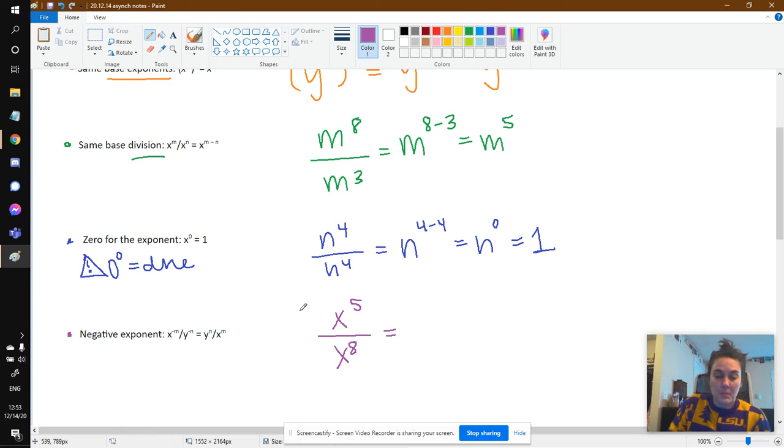And then negative exponents, whenever we have a negative exponent on the top, we can change it to a positive exponent. We just have to put it on the bottom. Or if we have a negative exponent on the bottom, we can flip it to the top and make it a positive exponent. So here, we would do some division by subtracting the exponents. We'd get negative 3, and then we'd say, oh, let's flip that to the bottom. We have a positive exponent.